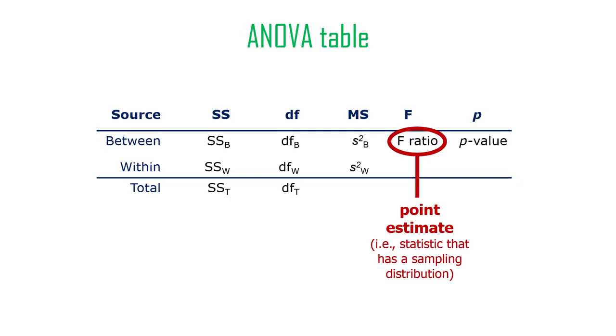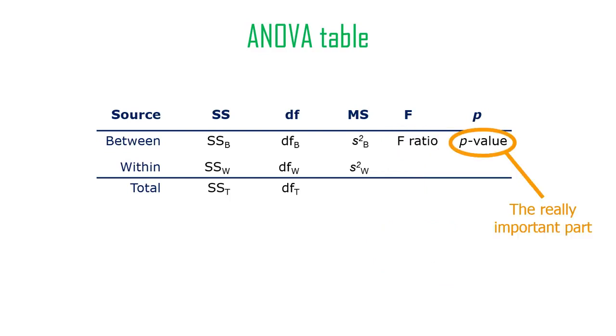Let's see how complicated this got. Our first point estimate was a mean, and then we had a difference between means, and now we've got this crazy thing where our point estimate itself is the ratio of two variances. It's kind of complicated, but it actually works very well. And then the p-value is the really important part.